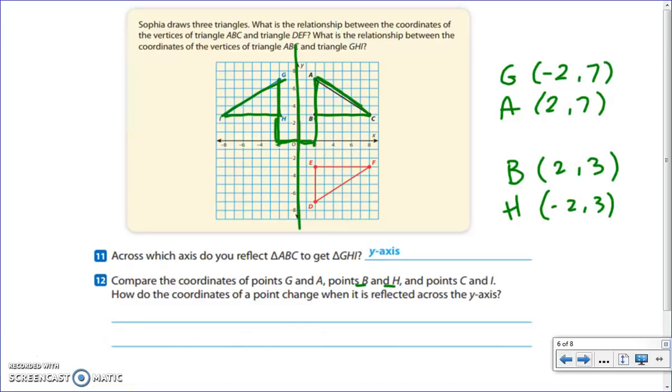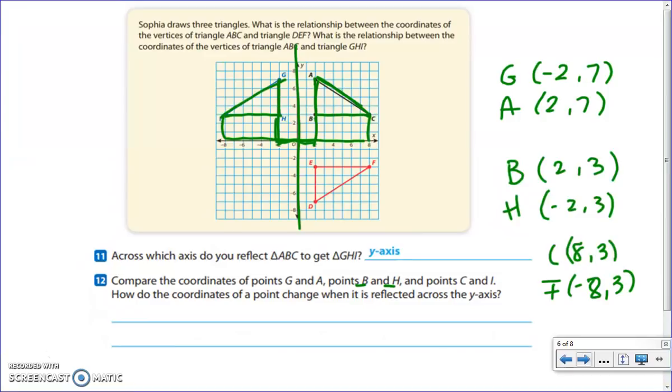It says comparing those, oh, and C and I, sorry about that, C and I. So C is at 8, 3. And I is at -8, 3. It says, when we compare those, how do the coordinates of a point change when it's reflected across the y-axis?